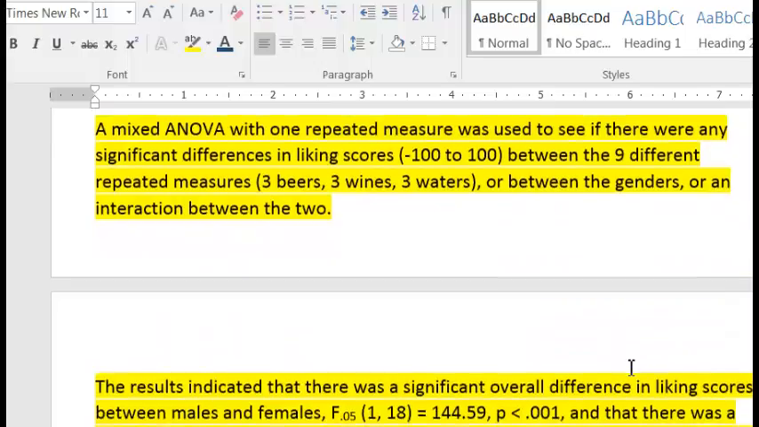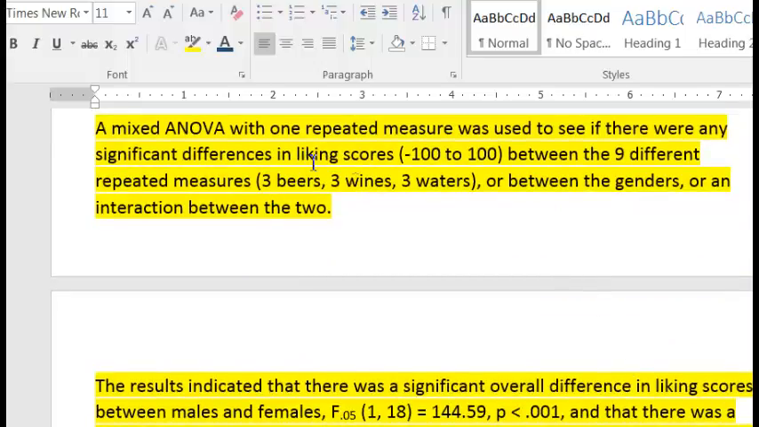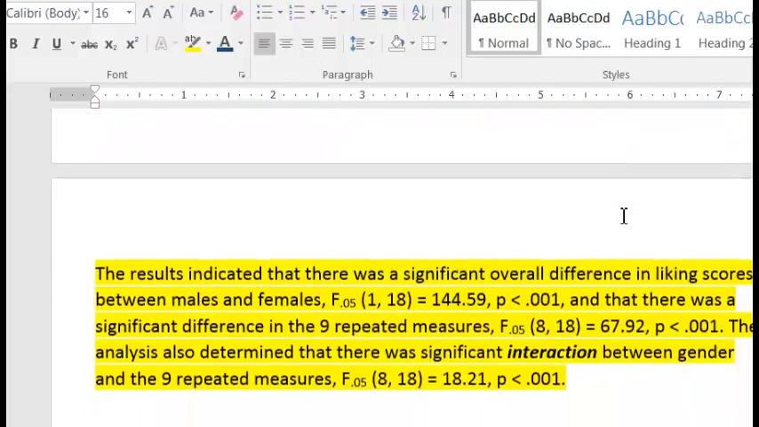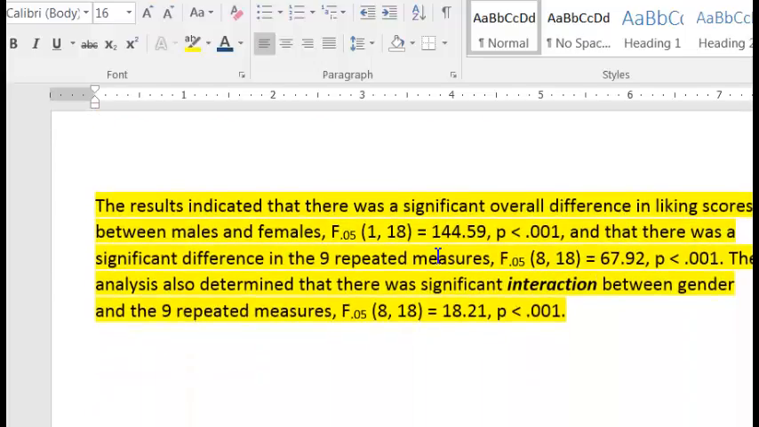Okay, here's the write up. So a mixed ANOVA, 1 repeated measure. The DV scores were negative 100, which means they hated it, to positive 100, which means they loved it, between the 9 different repeated measures, and the between groups factor was the genders. Based on that, there was a significant overall difference between males and females. Right, that's from the between group ANOVA. There was a significant difference between the 9 repeated measures. That was the test within group ANOVA. And then the last one, there was a significant interaction.